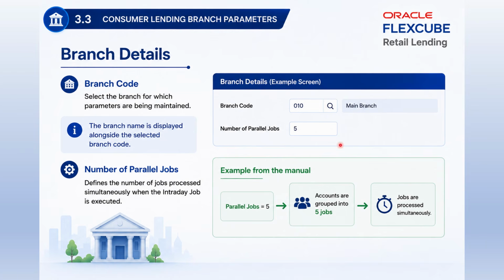Once the branch code is selected, the corresponding branch name is displayed. The screen also contains the number of parallel jobs parameter. This defines the number of jobs processed simultaneously when the intraday job is executed. For example, if the number of parallel jobs is set to 5, the accounts are grouped into 5 jobs, and these jobs are processed simultaneously.